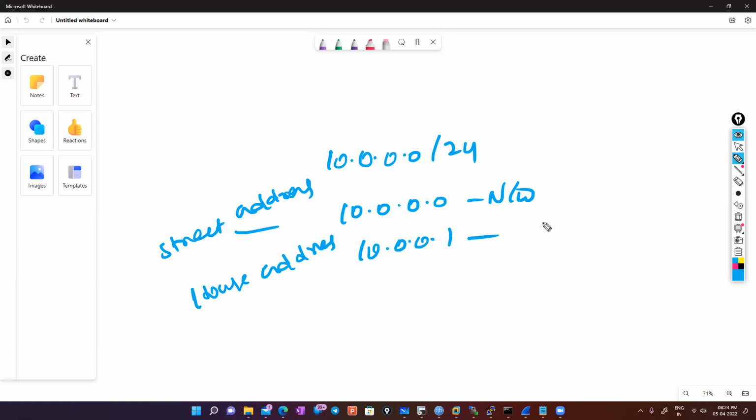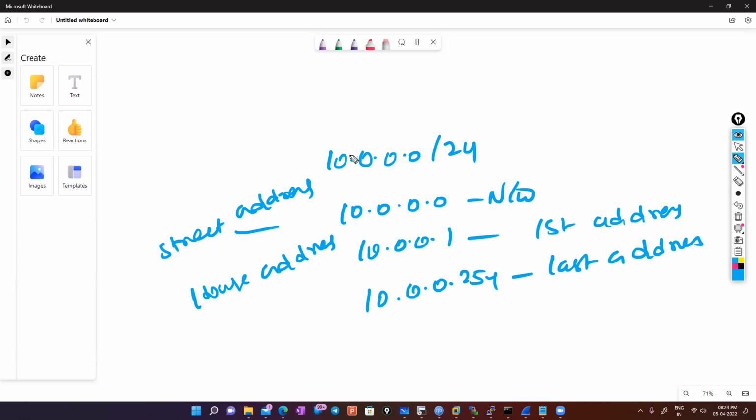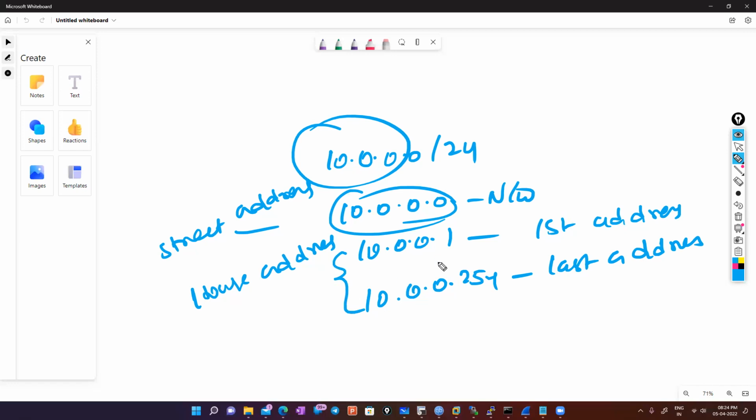10.0.0.1, this is the first address. What is the last address? 10.0.0.254, the last address. But my network address never changes here. It's always going to be the same, 10.0.0.0, right? And everybody is using the same subnet mask, all the users within this range.